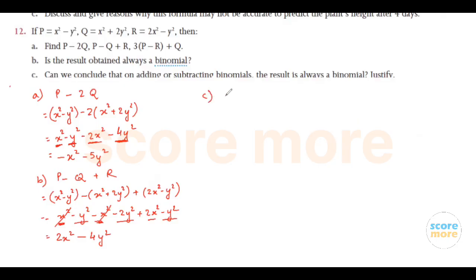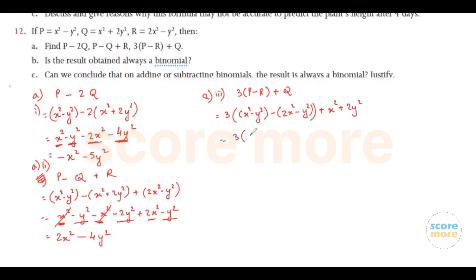C part is, okay, it is the A question first part. This one is the A question second part. And now we are doing the A question third part. Third part is 3 into P minus R plus Q. So 3 into, now again subtraction, so use one more bracket. It will be x square minus y square minus 2x square minus y square, bracket close, plus Q. Value of Q is x square plus 2y square.